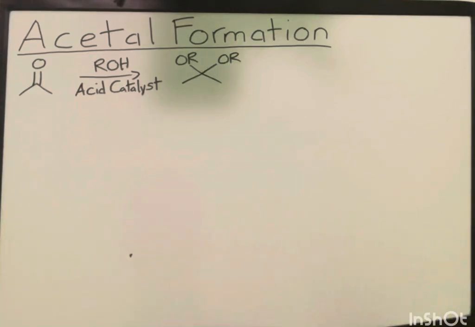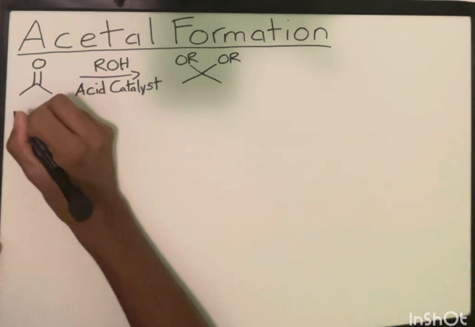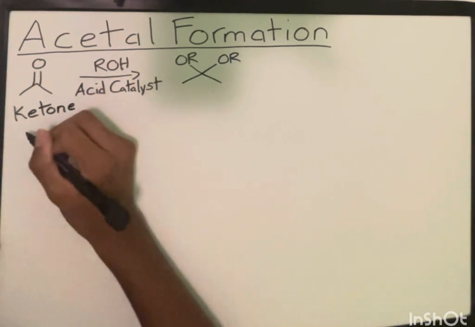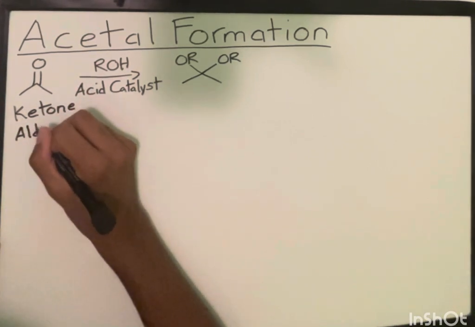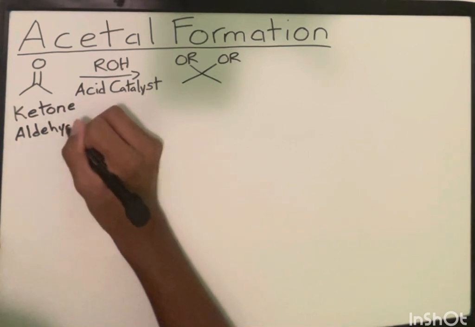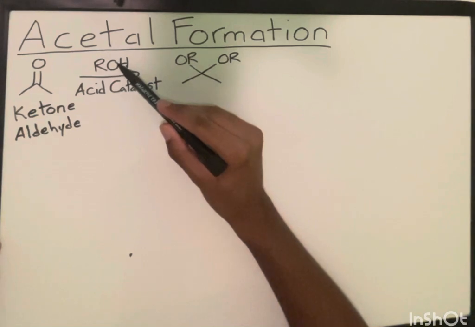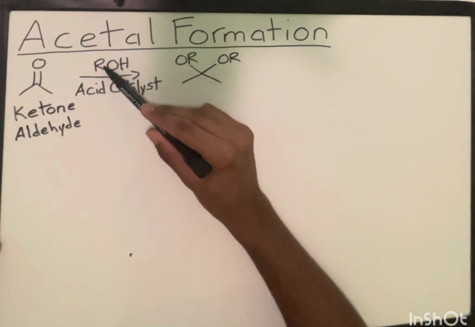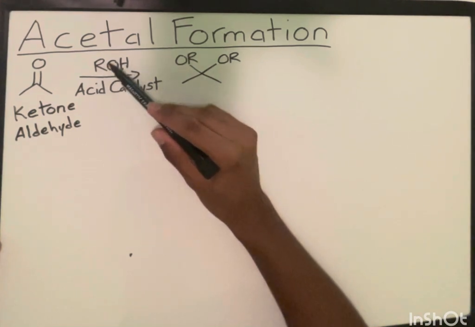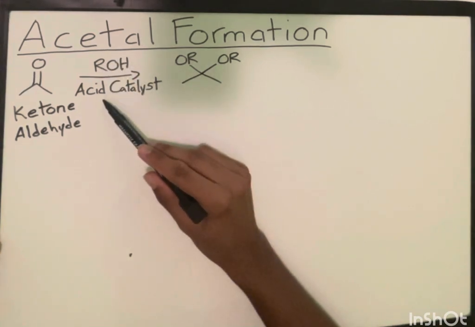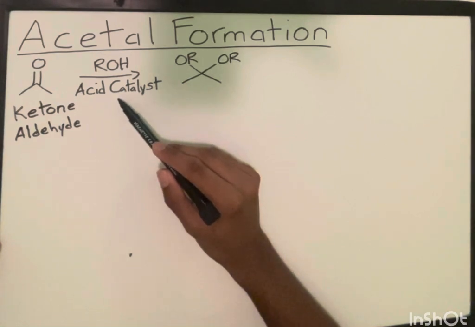Alright guys, so today we're going to be talking about acetal formation. Essentially, when we have a carbonyl, so that's either a ketone or an aldehyde, we can react it with a molecule that has an alcohol functional group. And this R here represents the rest of the molecule that the alcohol is attached to. In addition, we'll also use an acid catalyst to start off our mechanism.